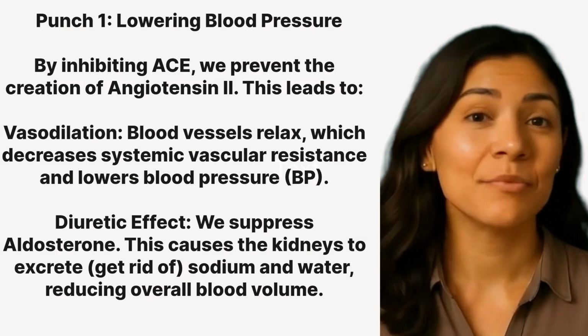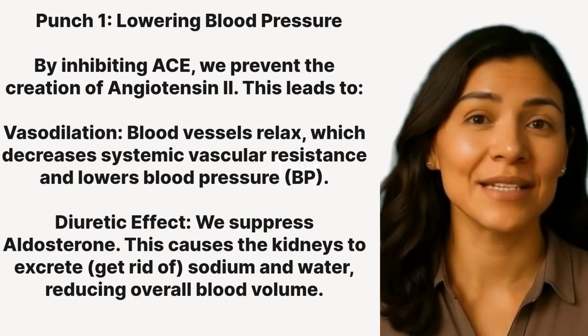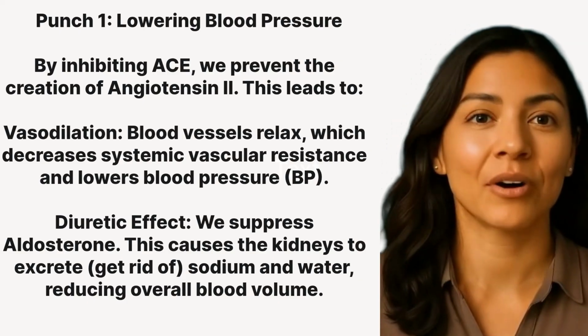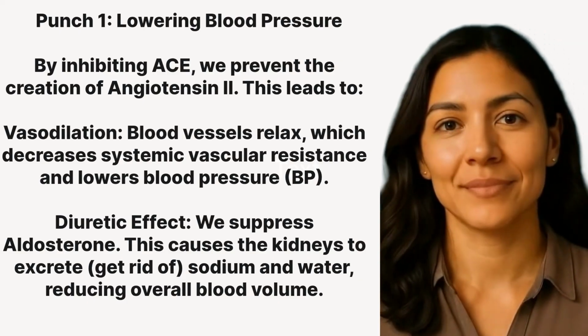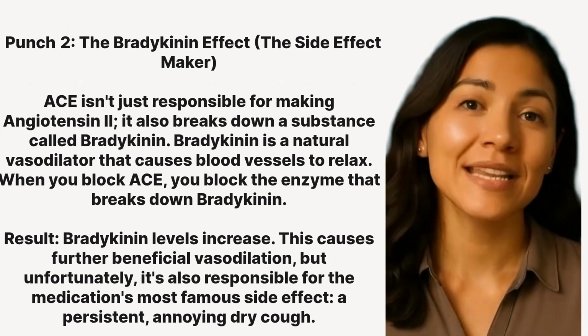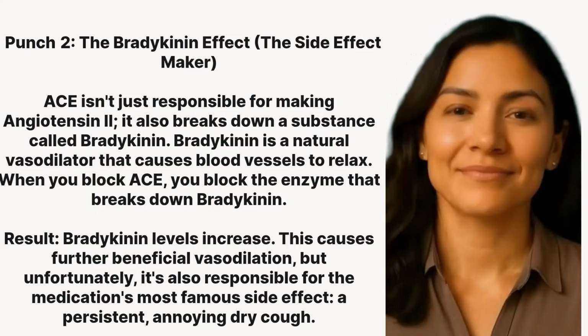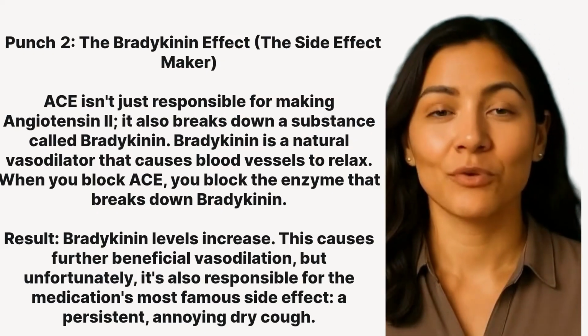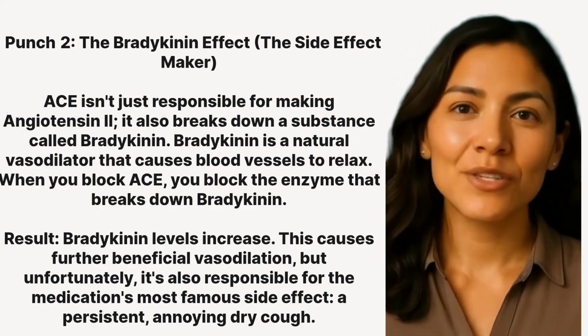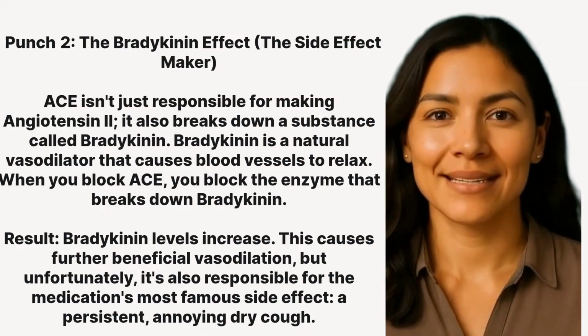Diuretic effect. We suppress aldosterone. This causes the kidneys to excrete, get rid of, sodium and water, reducing overall blood volume. Punch 2, the bradykinin effect, the side effect maker. ACE isn't just responsible for making angiotensin 2, it also breaks down a substance called bradykinin.